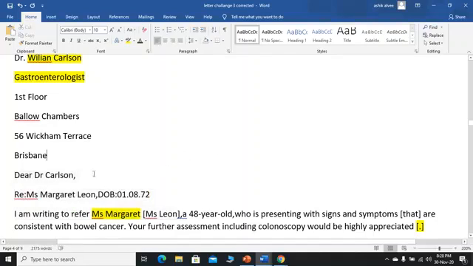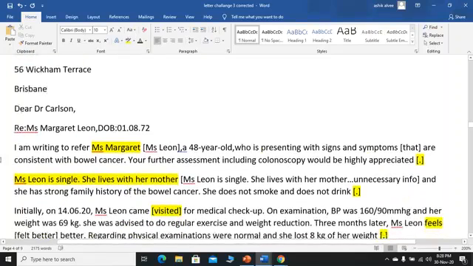No gap. Dear Dr. Carlson, regarding Margaret Leon, I am writing to refer Ms. Margaret. It should be Ms. Leon, a 48-year-old who is presenting with signs and symptoms. The writer has written who is presenting with signs and symptoms are consistent with bowel cancer.